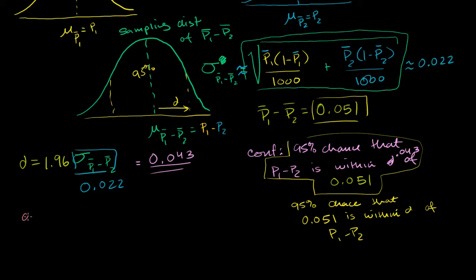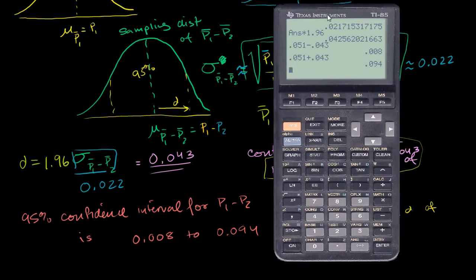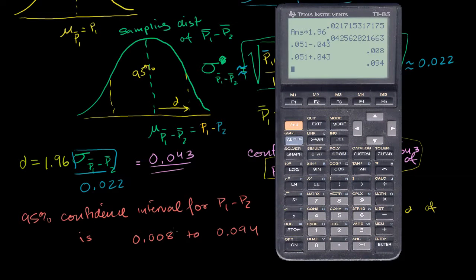So the 95% confidence interval between the proportion of men and the proportion of women who are going to vote for the candidate, for P1 minus P2, is 0.008 to 0.094. Have it right here on the calculator. And we're done. So it does seem we're confident that there's a 95% chance that men are more likely to vote for the candidate than women.